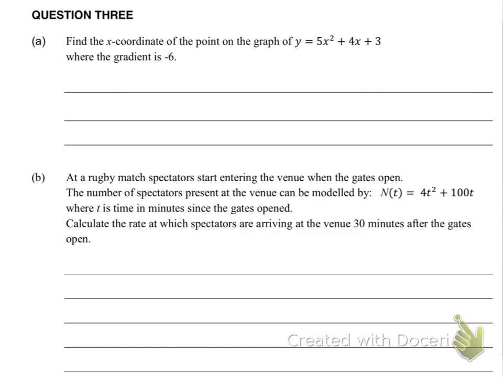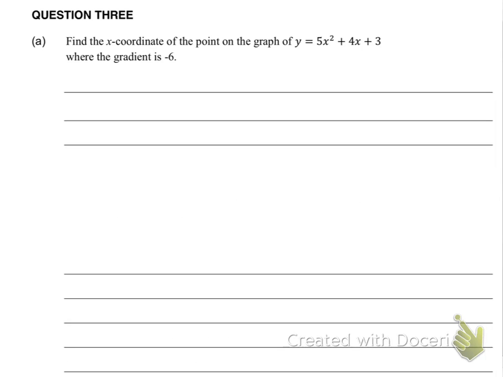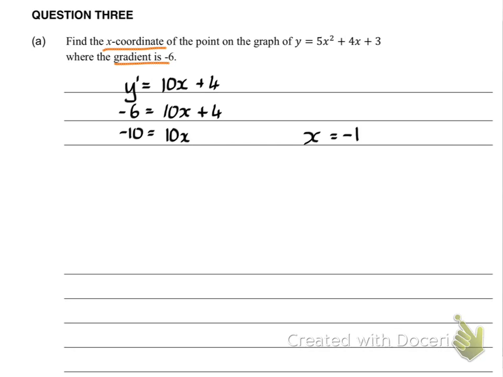Question 3. Here we're given the gradient, so we have to differentiate. Multiply by the power, reduce the power by 1. We're told the gradient is -6. Then solve for x, and you have your answer. We were asked for the x-coordinate, and we found the x-coordinate. You don't need to work out the y in this particular question.